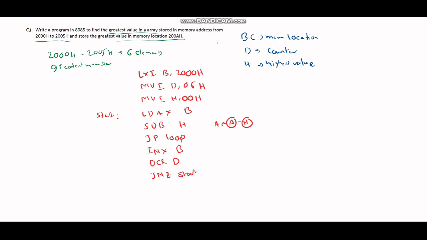Now once we have our greatest number, or once the counter is done and we're done with every other value, we want to move our value from register A to register H. We want to store the greatest number in 200AH and then terminate the program. But the program is actually not done here. We've only done the case where the new value, or the reading value, is less than the existing value.